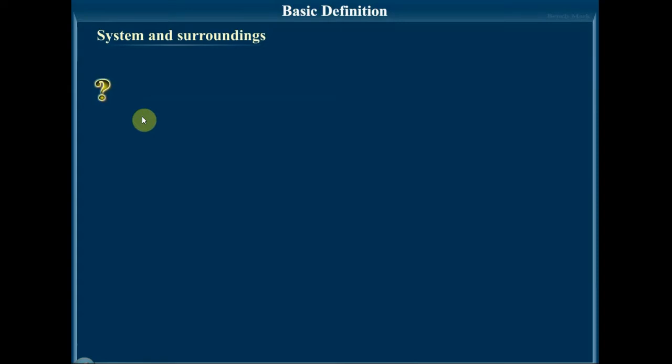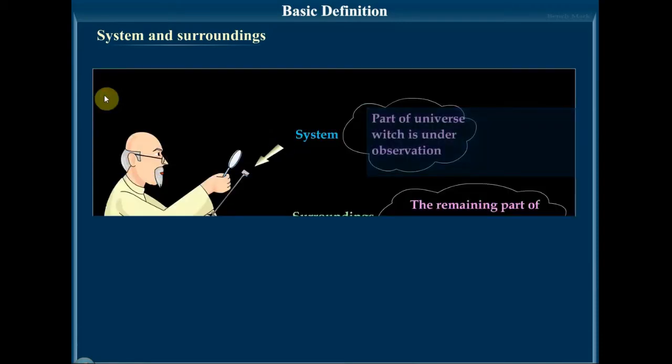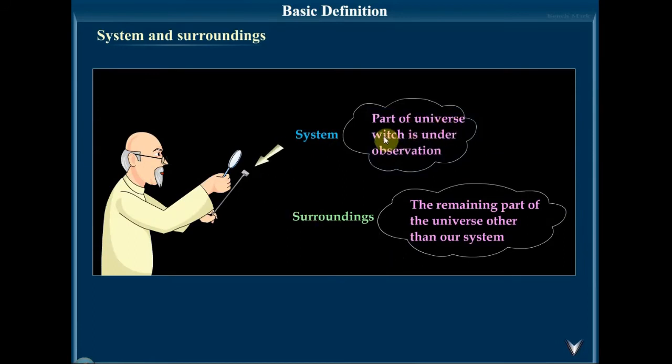A system is defined as that part of the universe which is under investigation. For example, if you are interested in investigating the neutralization of sodium hydroxide and HCl, the solutions of sodium hydroxide and HCl constitute the system. Whatever we are studying will be the system. So system is a part of the universe which is under observation or under investigation. You can see here that a person is studying a particular reaction, or maybe something else.